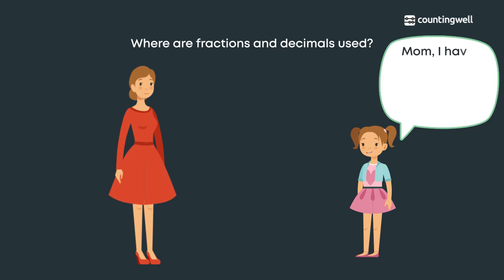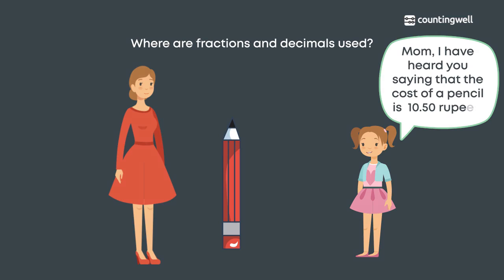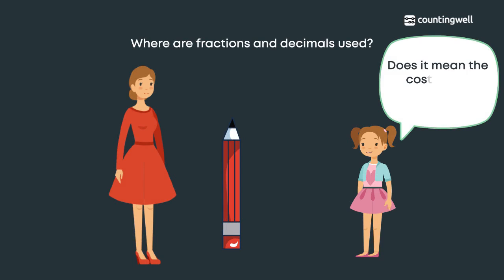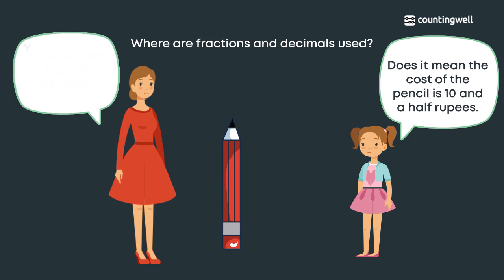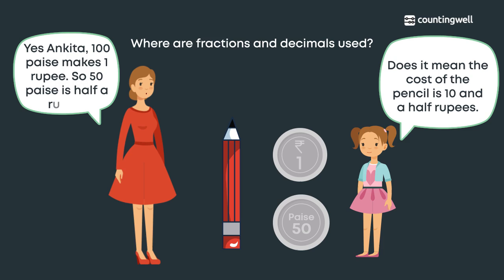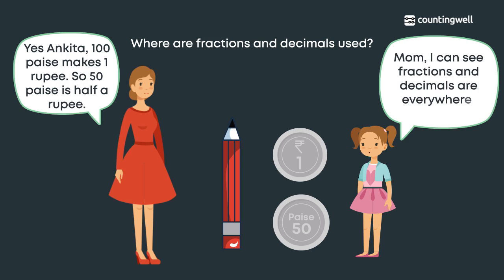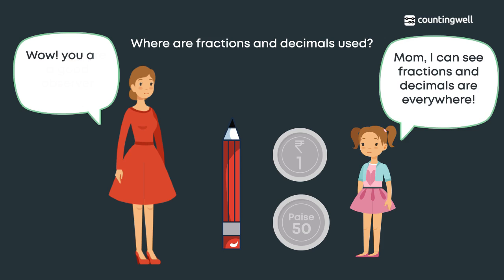Mom, I have heard you saying that the cost of a pencil is 10.50 rupees. Does it mean the cost of the pencil is 10.5 rupees? Yes, Ankita. 100 paise makes 1 rupee. So 50 paise is half a rupee. Mom, I can see fractions and decimals are everywhere. Wow, you are a good observer.